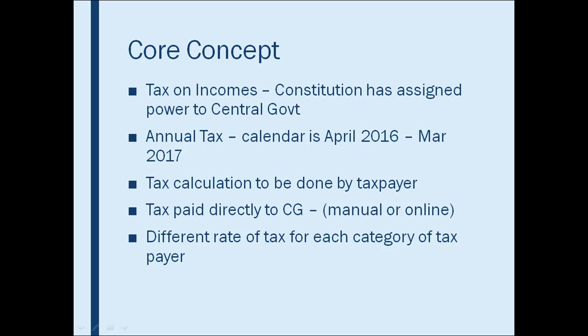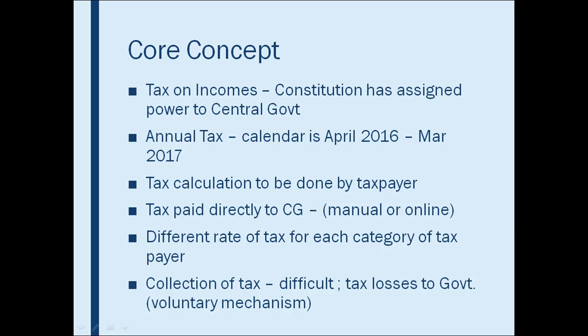Now, there is a different rate of tax for each category of taxpayer. So it's like the Income Tax Act has got various categories of taxpayers. For example, there is a category known as individuals. There is a category for partnership firm, and so on and so forth. So every category has a different rate of tax. So you need to know the category, your category, that is.